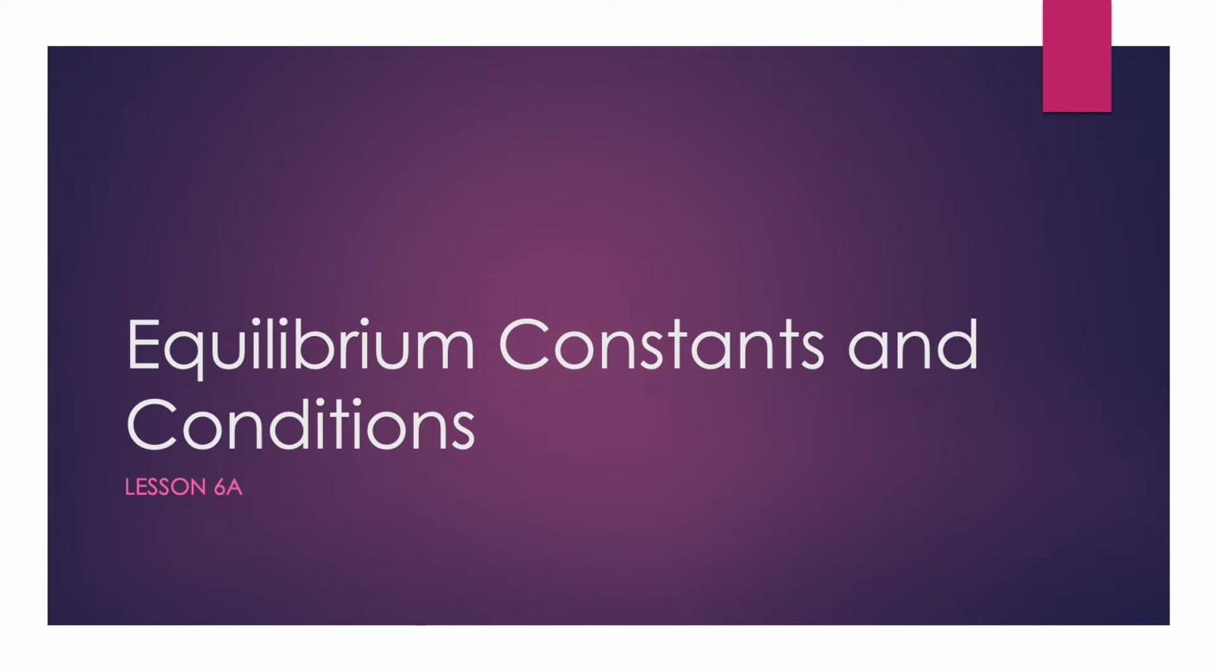We now start with Module 6, in which we're going to be learning about how to manipulate chemical equilibria in ways that may produce a different sort of outcome for us. So with this, we're going to first talk about equilibrium constants and conditions in this module.